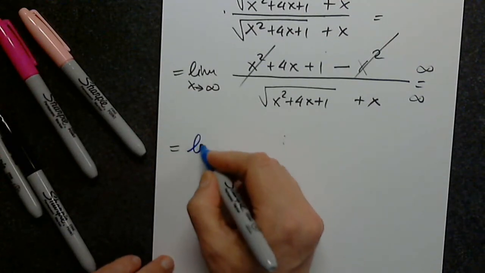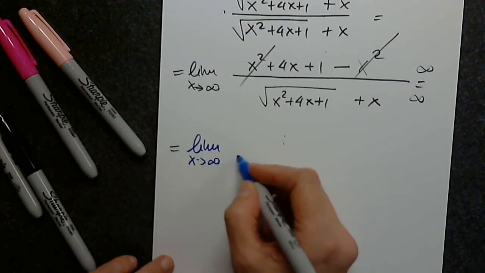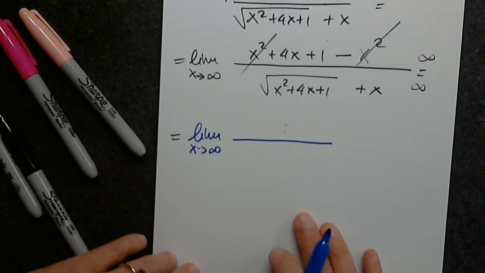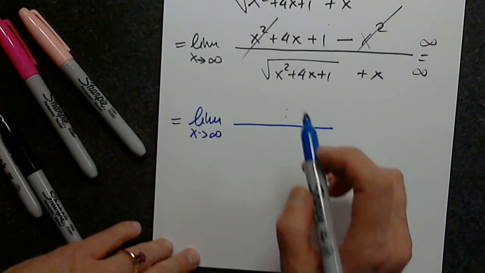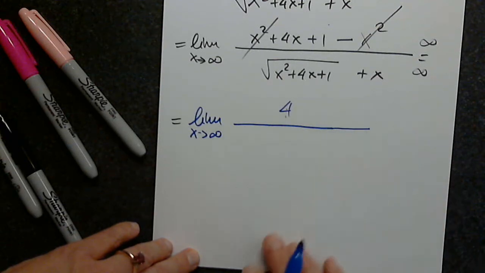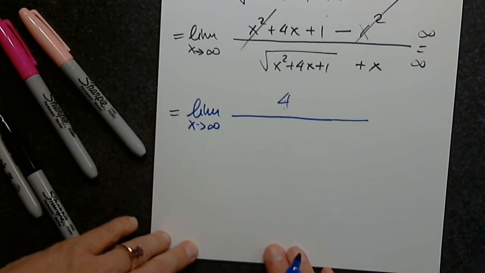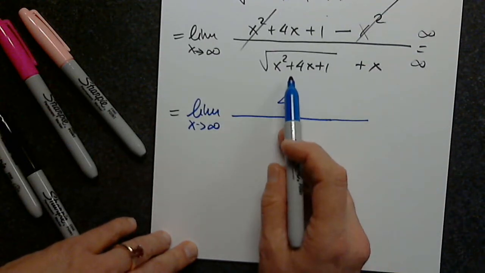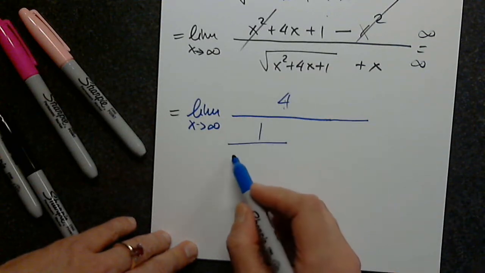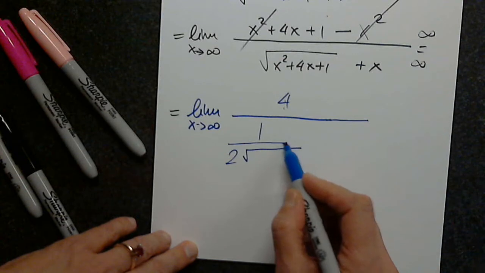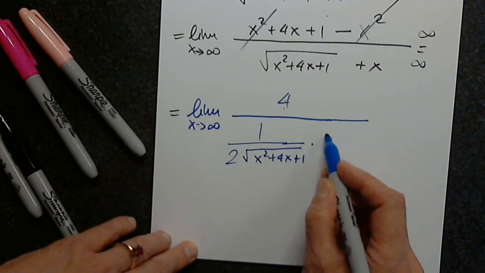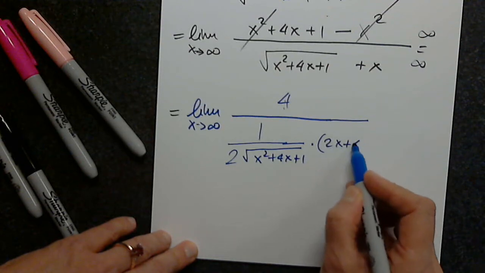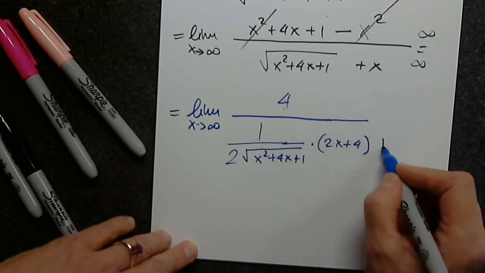So limit as x approaches infinity. We differentiate the top and it's nice. We get 4. Perfect. Let's see what happens with the rest. We differentiate this: 1 over 2 the square root of x squared plus 4x plus 1, times 2x plus 4. And this is plus 1.